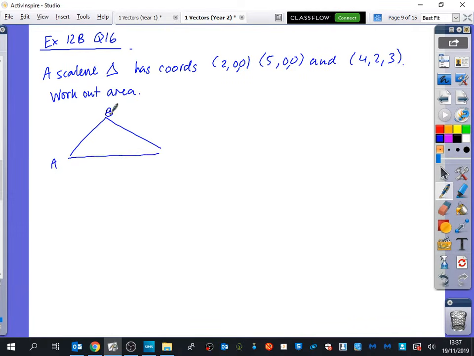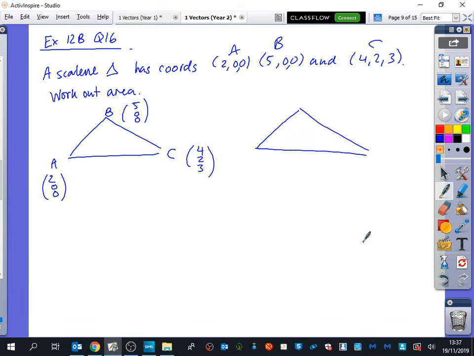Doesn't matter if it's to scale or not. We've got A, B, and C. Let's call this one A, this one B, and this one C. As vectors, I've got (2, 0, 0), (5, 0, 0), and (4, 2, 3). And all you're going to do here is find out the length of each side of the triangle to come up with something that just looks like this.